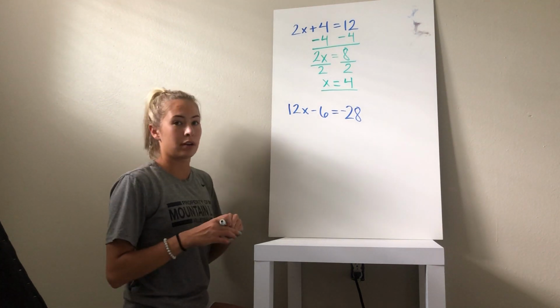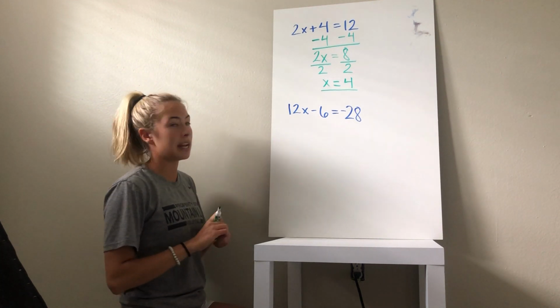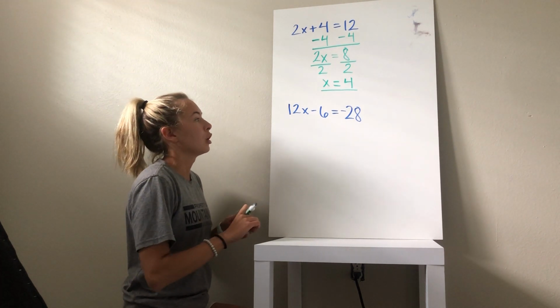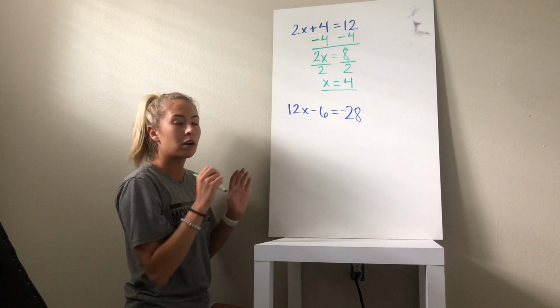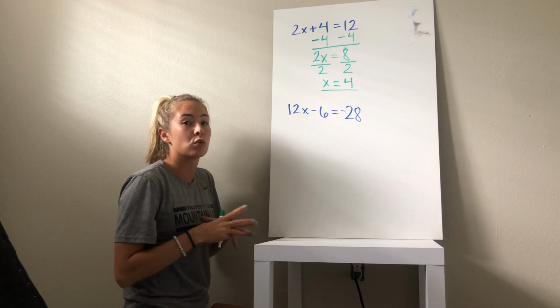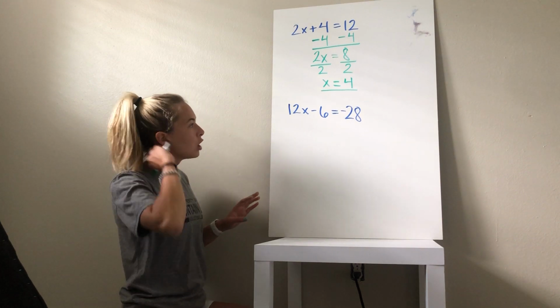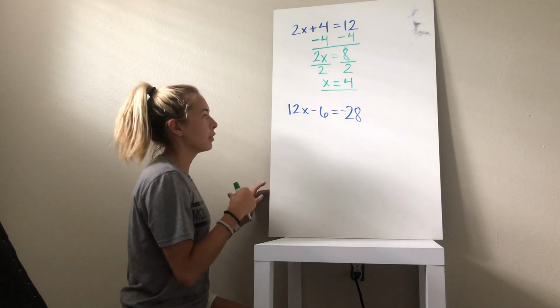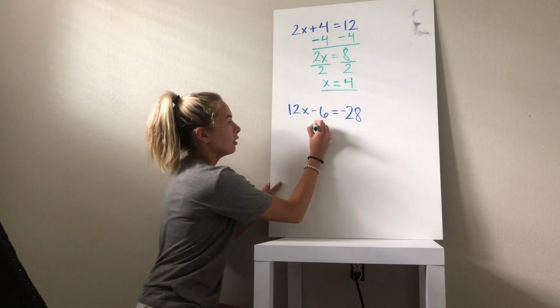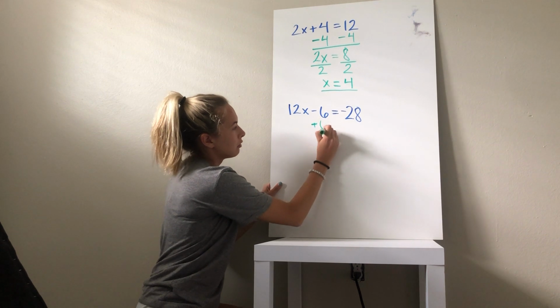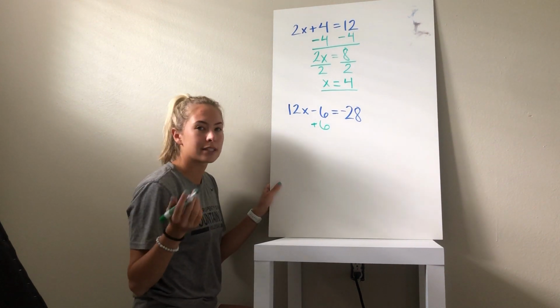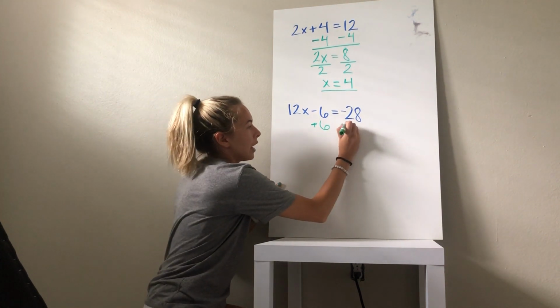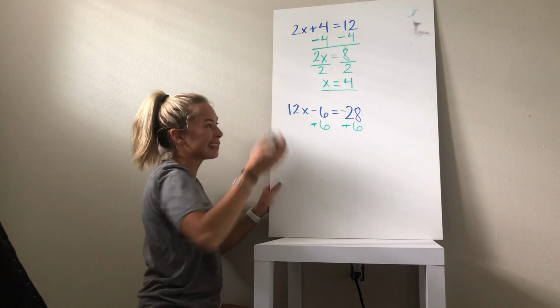So same thing, we have 12x minus 6 equals a negative 28. So we want to keep this 12x for now, but we just want it on its own side with nothing else. So the negative 6 is on the same side, so we want to end up getting rid of that one, or moving it. And to move it, we're going to add, right? Opposite operations. So you add 6 to one side, you add 6 to the other side.